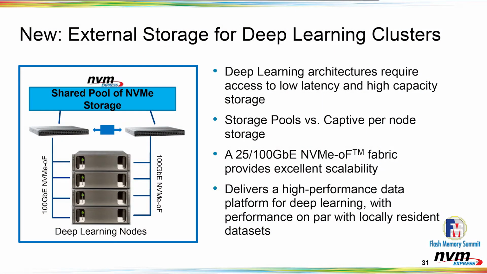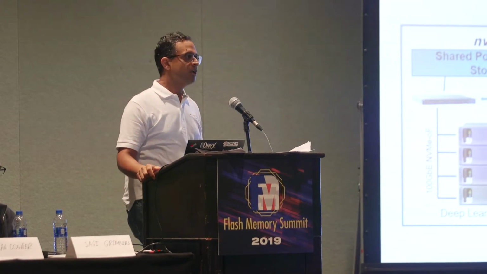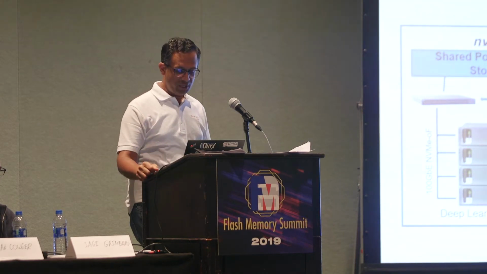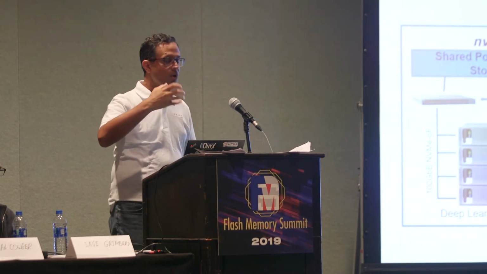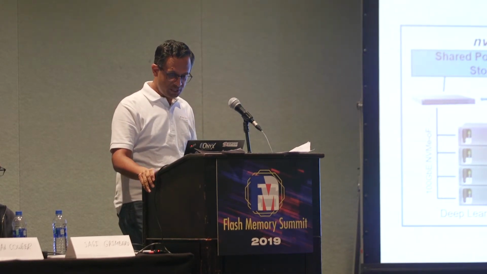Some of the customers, instead of having captive NVMe in each one of these deep learning nodes, are putting up shared pools of NVMe and connecting using NVMe over Fabrics, because NVMe over Fabrics, especially if you use protocols like RDMA, allows you to deliver near native performance. So you can still train your models at pretty much the same speed, but you don't need a lot of captive NVMe inside the server. So even emerging technologies like deep learning are already beginning to embrace NVMe over Fabrics.